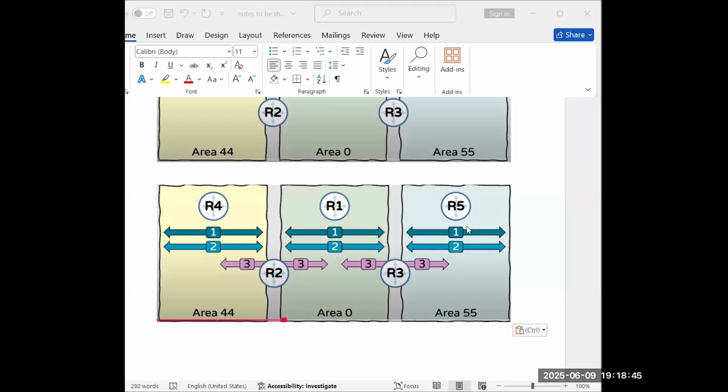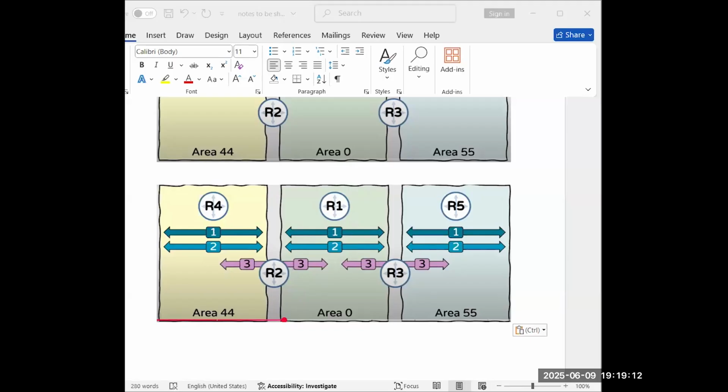So this ASBR update is going to travel between areas. Only type 1 and type 2 are not going to travel between areas, but type 3 and type 4 are going to cross multiple areas.